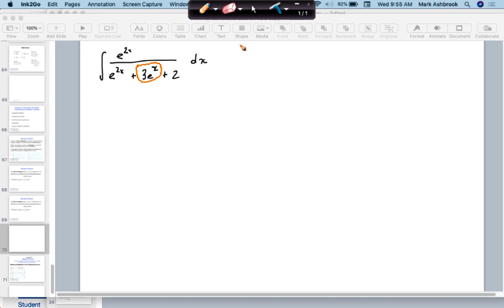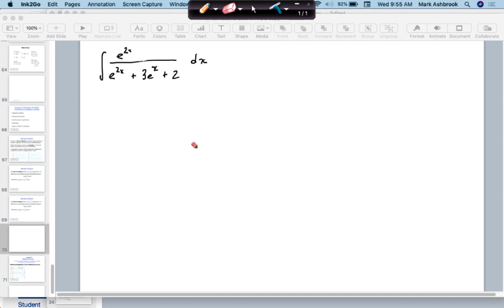So another possible thing could be, let's see, no, that wouldn't work because of the 2. So anyway, let's just go on. I don't want to spend too much time on that, but it's not undoing the chain rule, okay? So we go through our other things.